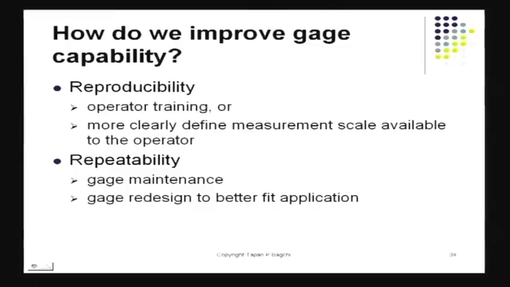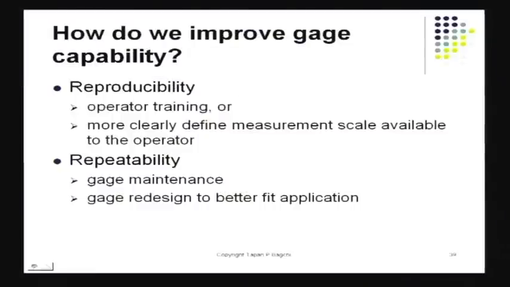Repeatability would come through gauge maintenance. Now, notice here I have not used calibration. Calibration impacts accuracy. Calibration does not impact precision. Gauge reproducibility and gauge repeatability have to do with variation, and that has to be really taken care of when you look at the variation. Variation is what we are looking at.